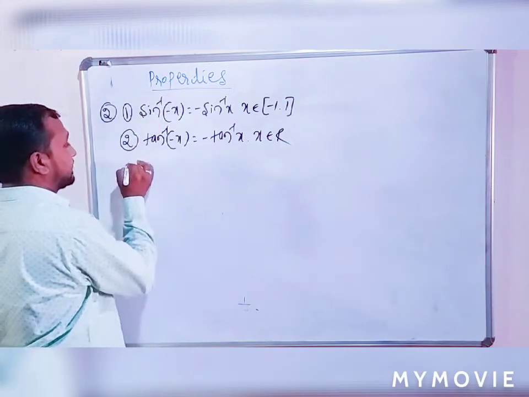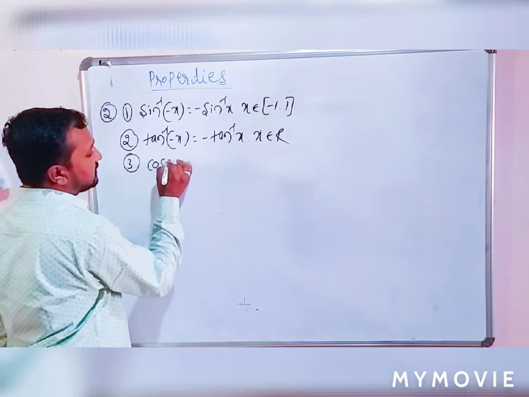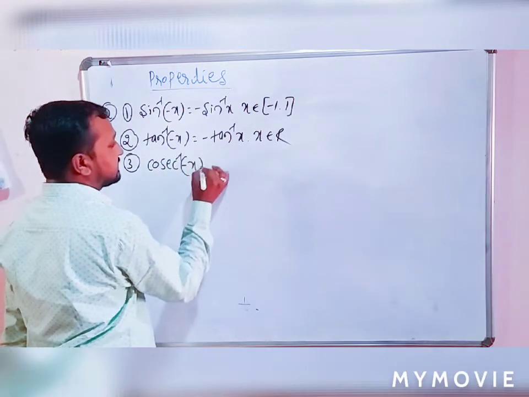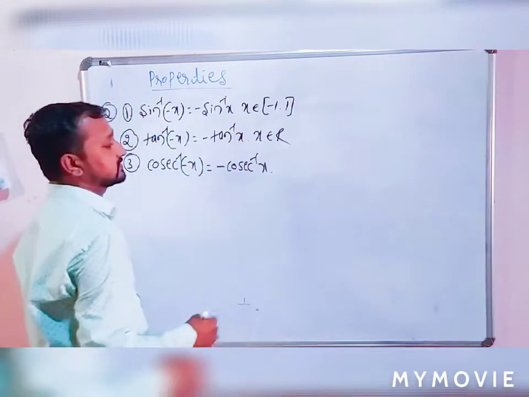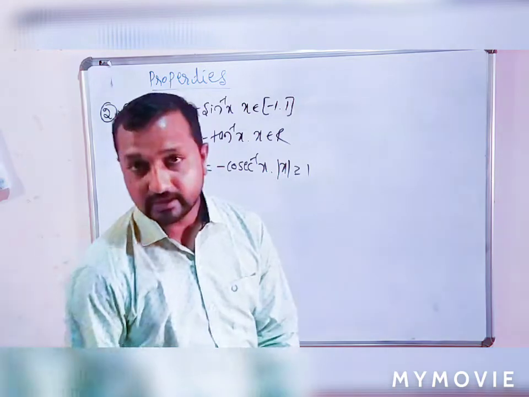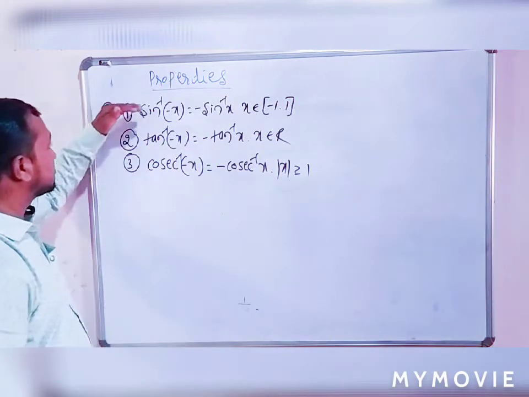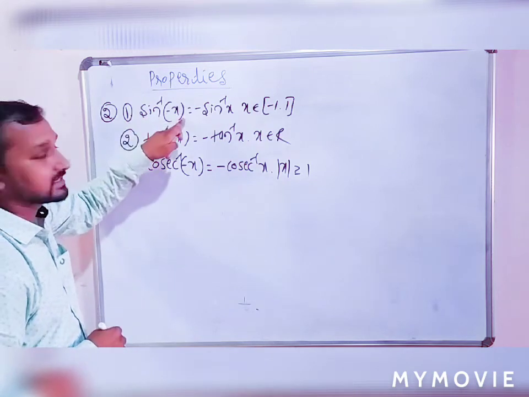And the same relates to sine. Third one, what is that? Cosec inverse of minus x is equal to minus cosec inverse x, for all x greater than or equal to 1. Students, these three are very important. These are sine inverse of minus x.